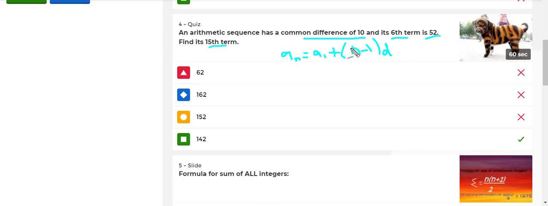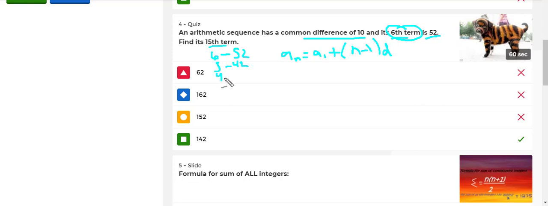Whoa, wait a second. It tells us there's a common difference, and the 6th term gives you 52, so you've got to do a small calculation, and here's what I did. I said the 6th term equals 52. So the 5th term, since it's a common difference of 10, would be 42.